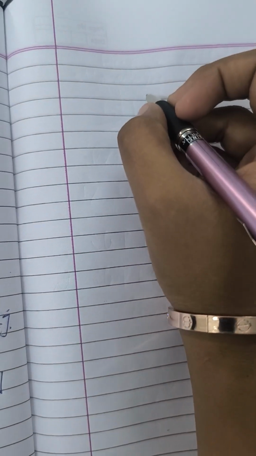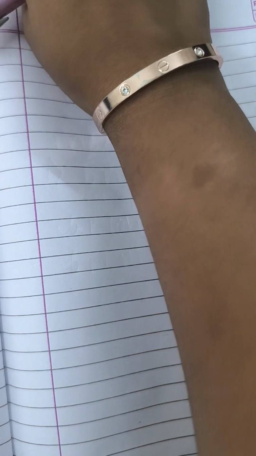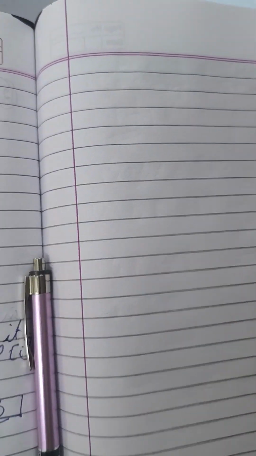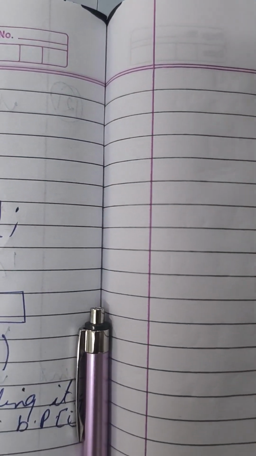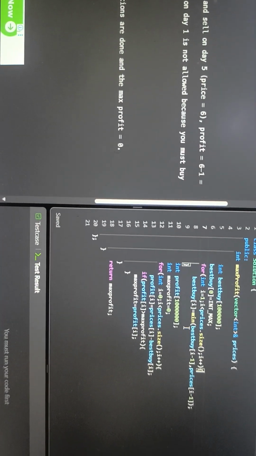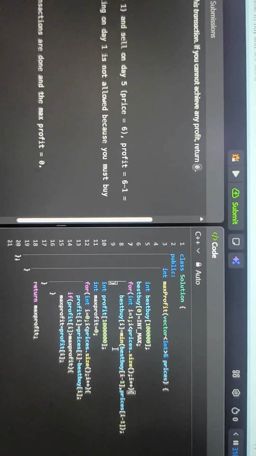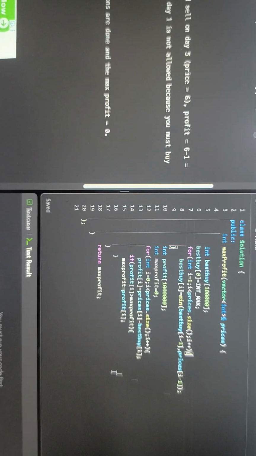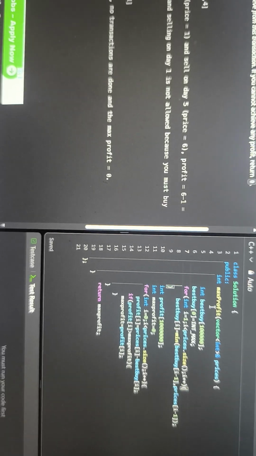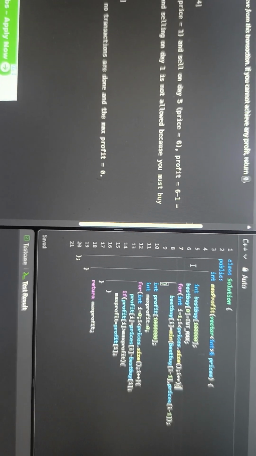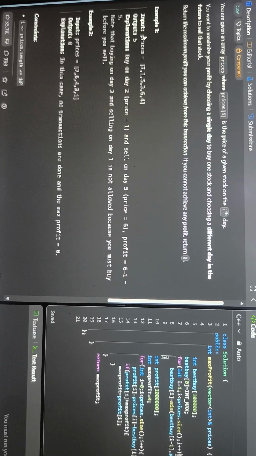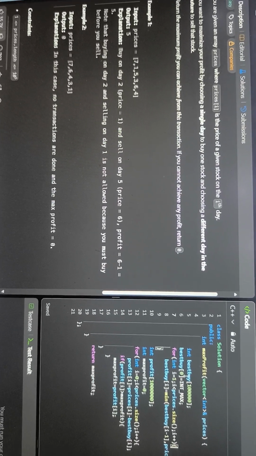Shall I show you the code only instead of writing? Let me just show you the code. See, I have submitted it, I have dry run it, it's working very properly. Let me just move my cursor from here. See, here a vector of prices is created, as in the question it was telling that you are given an array where prices is given. So here the vector of prices is given.